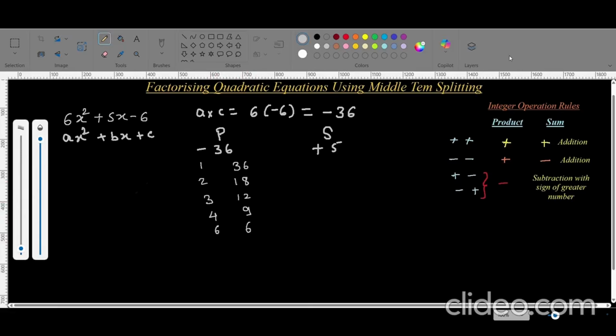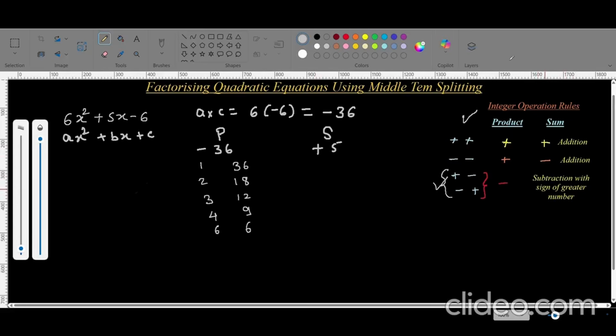Now since the product is negative, if we go to the integer rules, the only case where the product is negative is here. So when either of the factors is negative, then the product is negative. Now, if we jump to the sign of the sum of the factors, we see that the sum of the factors is positive. So here, normal subtraction will be performed and the sign of the greater number will be assigned.